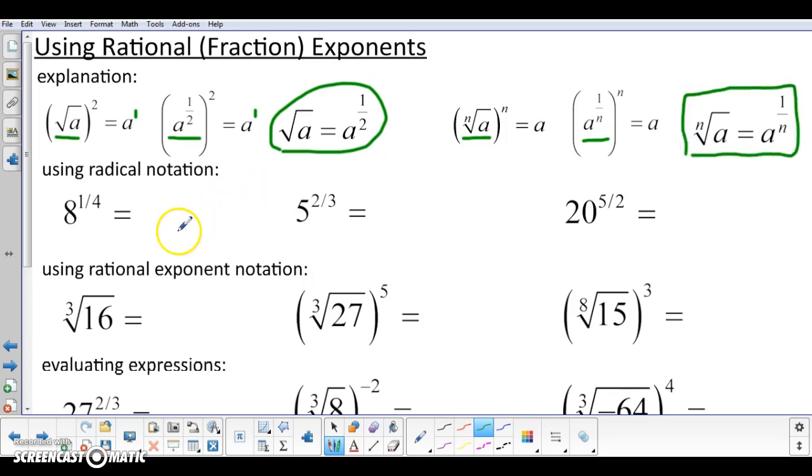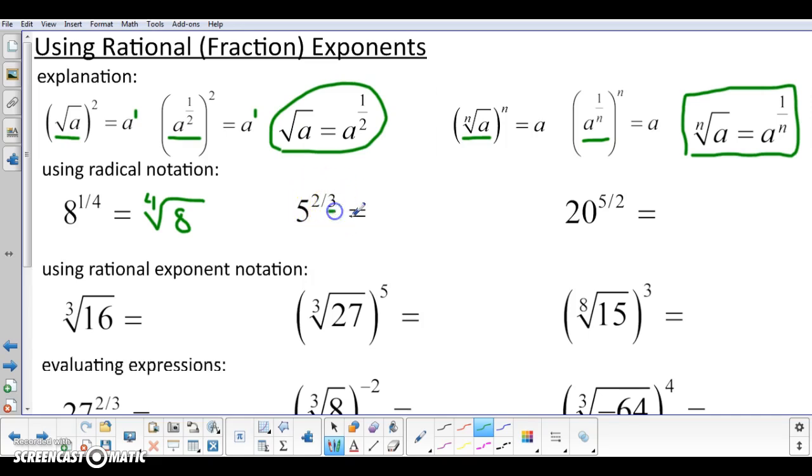So using radical notation, you'll get practice with this in your worksheet, but if I want to turn 8 to the 1/4, currently this is rational exponent notation. Use radical notation means to write it as a root. Well, 4 is in the denominator of the exponent, so this is going to be the 4th root of 8. That's how I'd rewrite that expression. This next one, I got 5 to the 2/3. All of a sudden my numerator isn't 1.